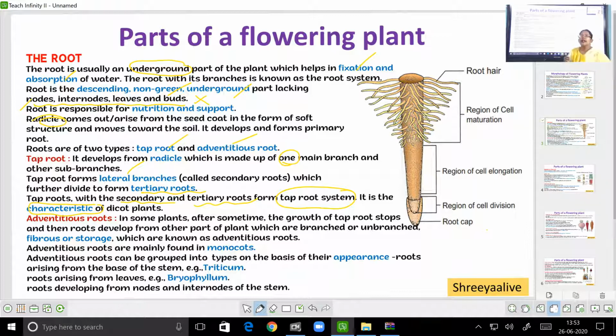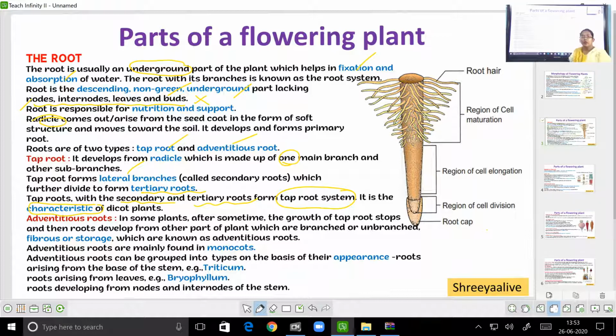Whereas in the monocot, it is not the taproot, it is the adventitious root. That is the difference between the monocot plant and the dicot plant: in the dicot plant they show the presence of a taproot system, and in the monocot they show the presence of an adventitious root system. Then, what are these adventitious roots?